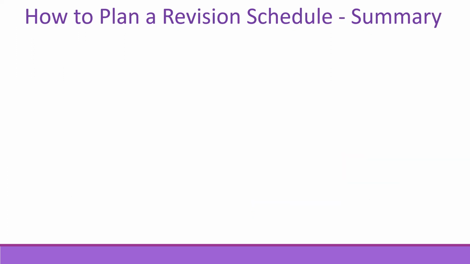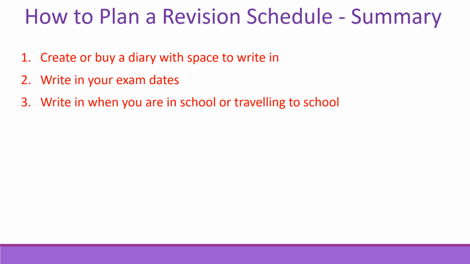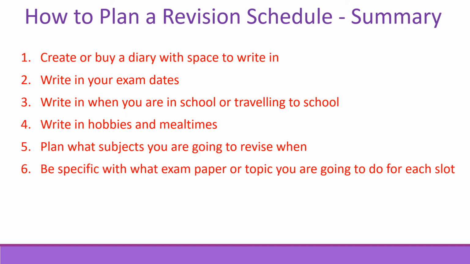Here is a summary on how to plan a revision schedule. First, you need to create or buy a diary with space to write in. Second, you need to write in your exam dates. Third, you need to write in when you're in school or travelling to school. Fourth, you need to write in your hobbies and your meal times. Fifth, you need to plan what subjects you are going to revise and when. Sixth, you need to be specific with what exam paper or topic you are going to do for each slot. And seventh, you need to add in social time to relax.